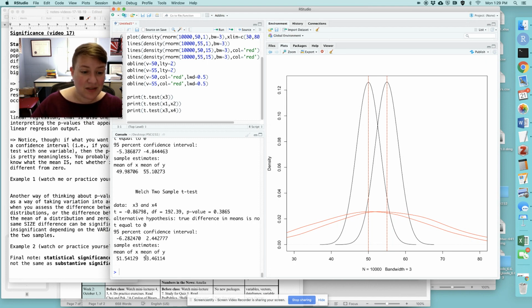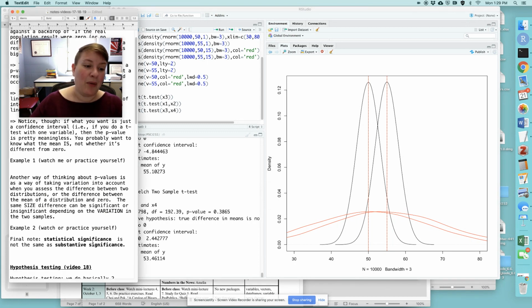So if the confidence interval goes from -6 to 2, that means that 0, that is to say no difference between those distributions, is within our confidence interval. And so we do not reject the null hypothesis. So that is our second example.